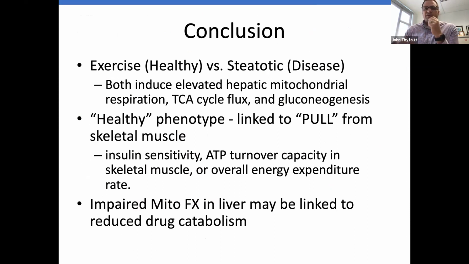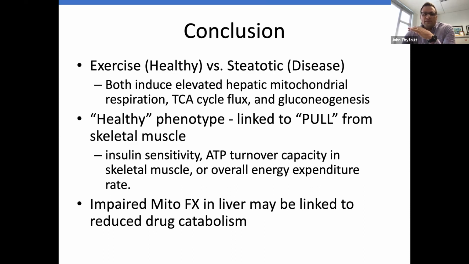exercise, the healthy condition, versus the steatotic disease condition, both induce elevated hepatic mitochondrial respiration, TCA cycle flux, and gluconeogenesis. But the healthy phenotype seems to be linked to a pull from skeletal muscle, or at least a better pairing with skeletal muscle metabolism, including insulin sensitivity and greater ATP turnover capacity. Overall energy expenditure rate at the whole body level may be playing a role as well.